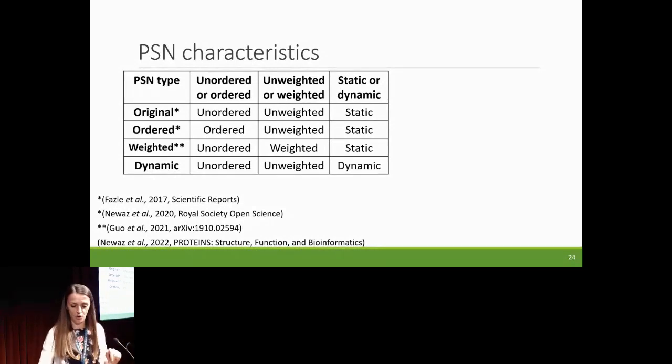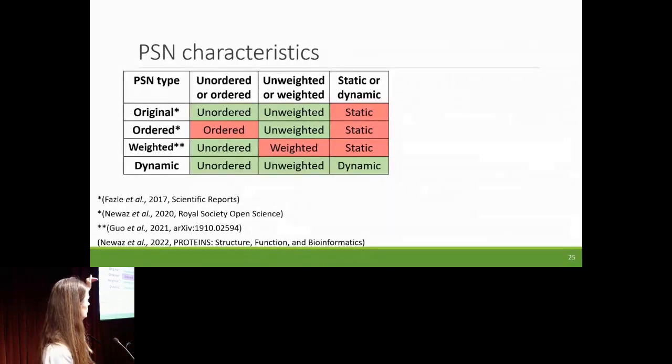Let me do one more click and then I'll explain this. What I've highlighted in each row, original, ordered, weighted, is in green where a given PSN type matches our dynamic PSNs, and in red where a given PSN type mismatches. So dynamic PSNs differ from original ones in just the static versus dynamic component.